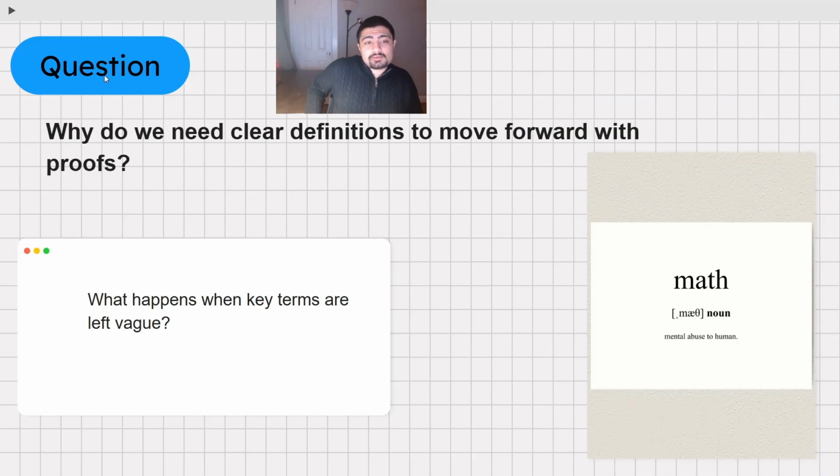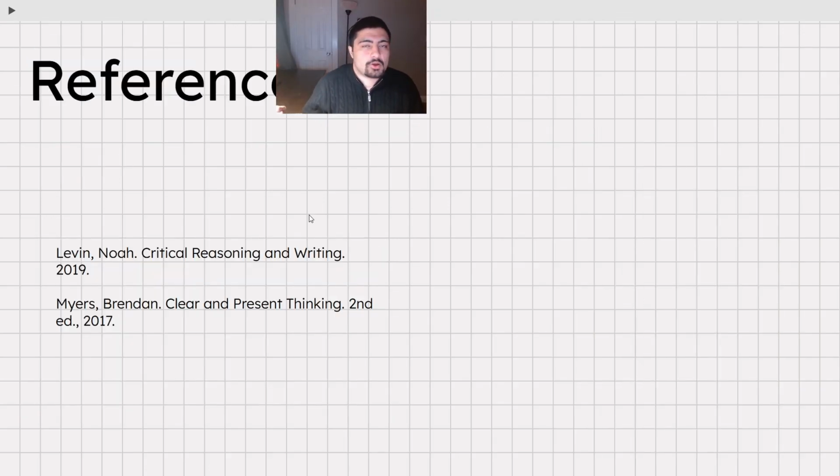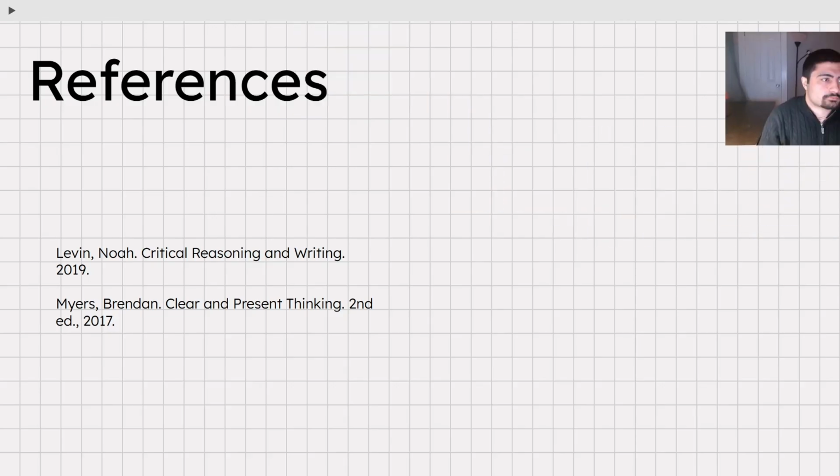And finally, why do we need clear definitions to move forward with proofs? I kind of touched on this, especially also the textbook. Not having clear definitions or exact meanings will always alter your proof and create some flaws and inconsistencies, which will take you away from the objectivity.